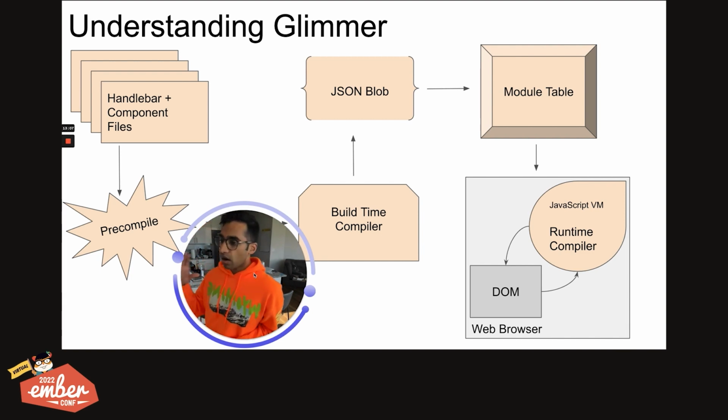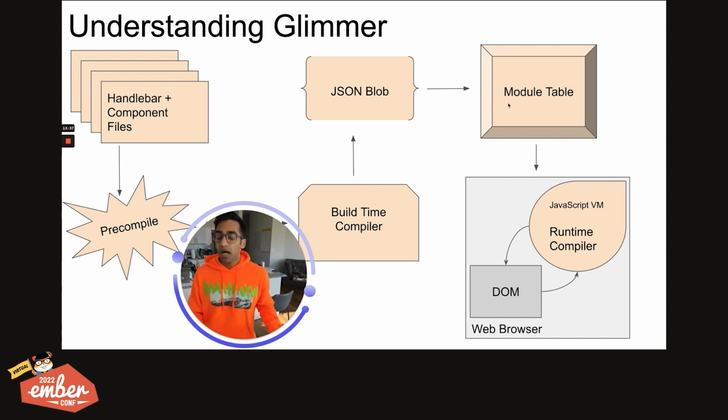Stage 1, where all of our handlebar files get compiled down in this pre-compile stage to this intermediate representation where we're going to start to form this abstract syntax tree of what our DOM is going to look like. It'll be validated to make sure that we're sending back what will convert into a valid DOM later on. Then we'll have our build time compiler, which will then create that JSON blob that I was referring to earlier.